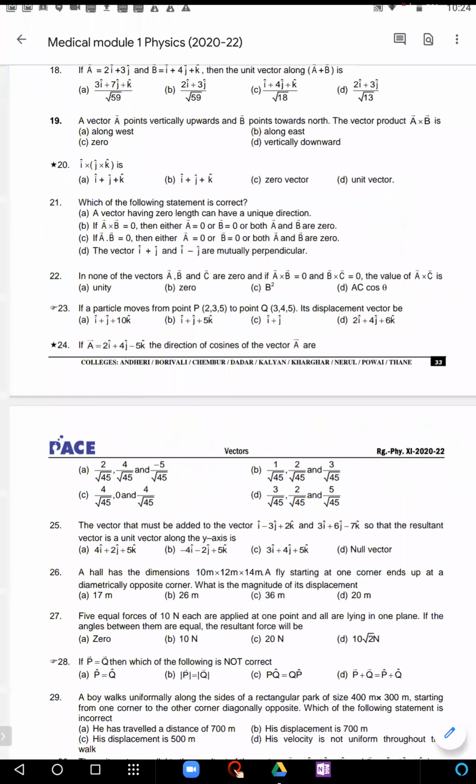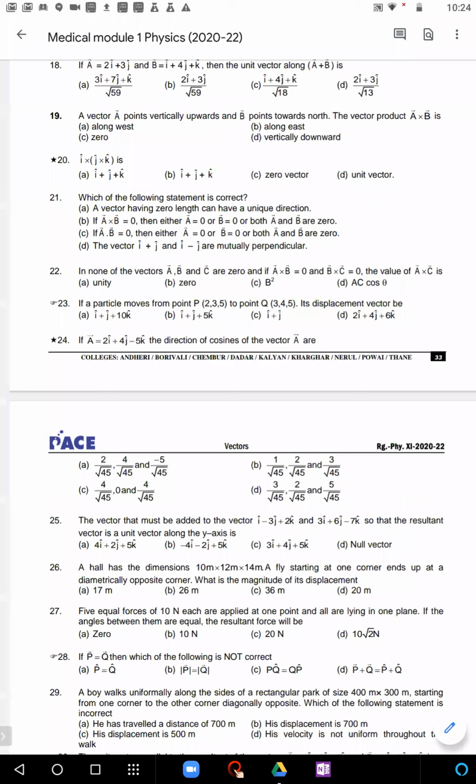अब 25, the vector that must, अब देखो, again this is just English, try to understand what the English is saying. The vector that must be added to the vector something something and another vector something something, so that the resultant vector is a unit vector along the y-axis. First of all, what is a unit vector along the y-axis? You replace that phrase with j cap. Okay, they are saying resultant should be j cap.